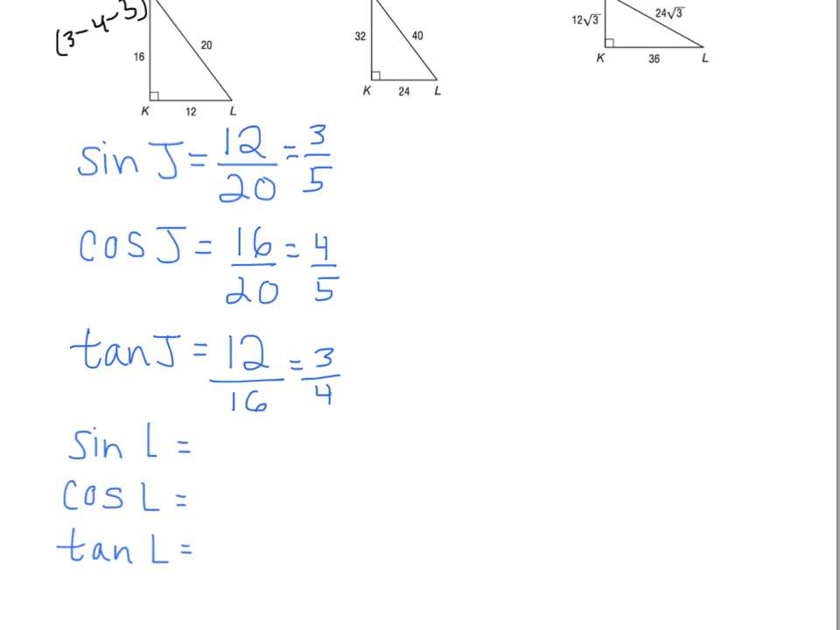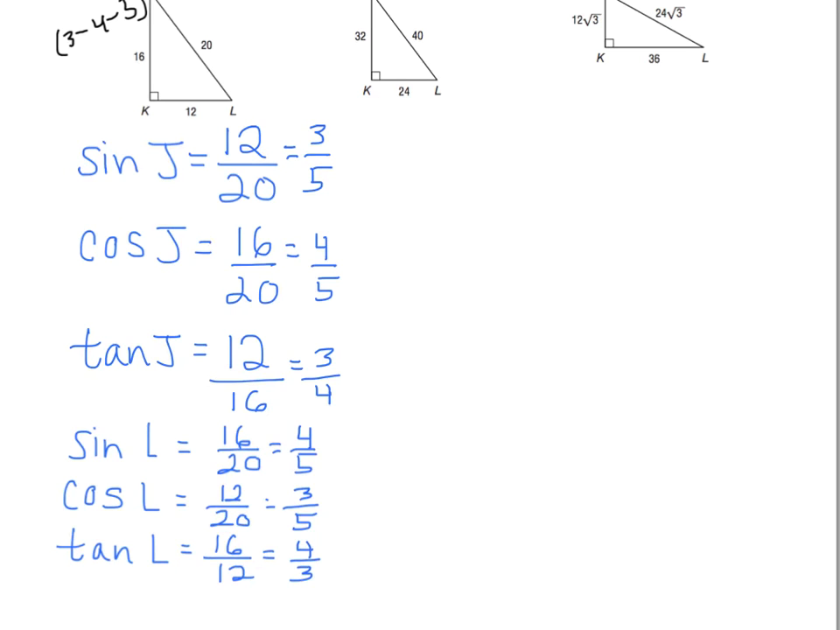And so as I think about what's opposite that angle L, that's going to be 16 over the hypotenuse, which is still 20. Cosine, sitting at this angle L, the adjacent leg has got to be 12. And that's going to be 12 over 20. And then the tangent of L, I hope you can agree, would be 16 over 12. And again, just reduce those fractions. So we have 4/5 for sine, 3/5 for cosine, and 4/3 for tangent.